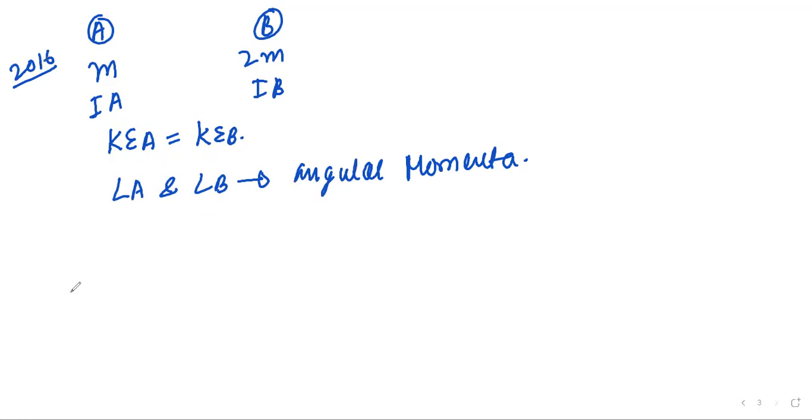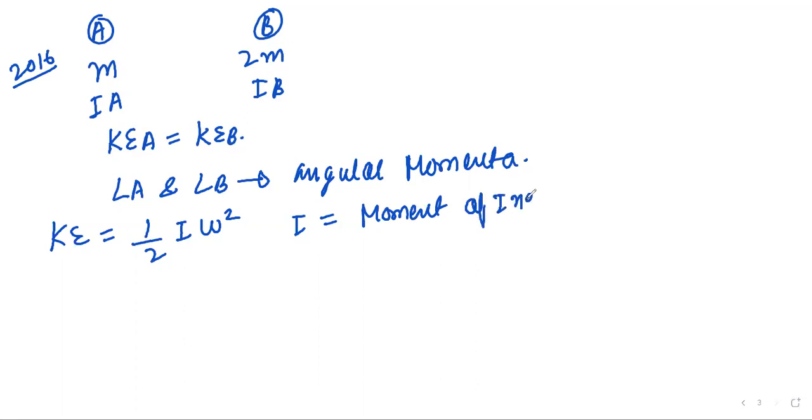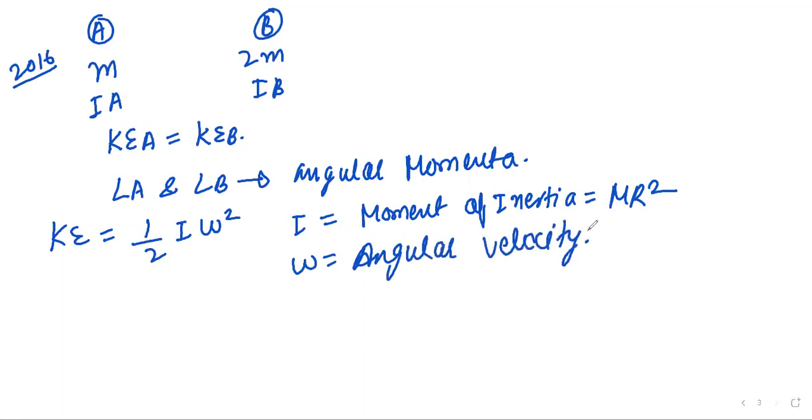Now see the explanation. Rotational kinetic energy is given by 1 upon 2 I omega square. I is your moment of inertia. It is also given by I equal to m r square. Omega is your angular velocity, right?